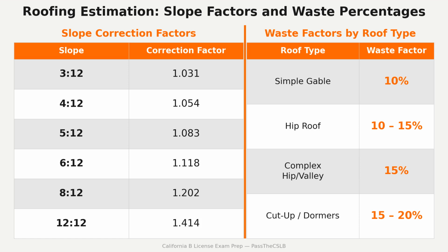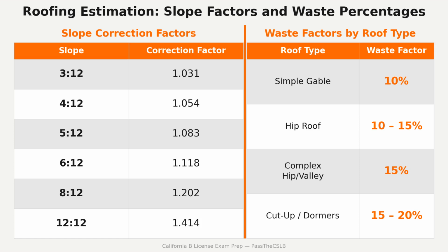Step 2, apply slope factor. 2,288 times 1.118 equals 2,557 square feet. Step 3, convert to squares. 2,557 divided by 100 equals 25.57 squares. Step 4, apply waste. Simple gable gets 10%. 25.57 times 1.1 equals 28.13 squares. Round up to 29. Always round up.